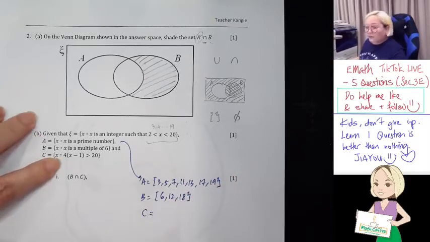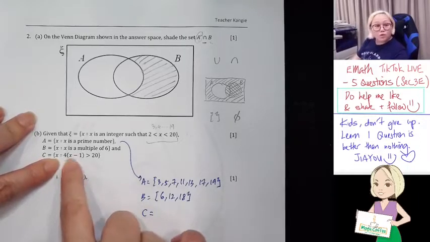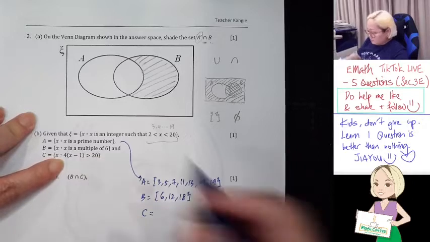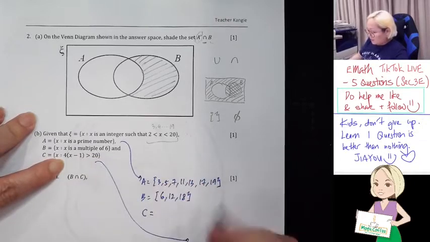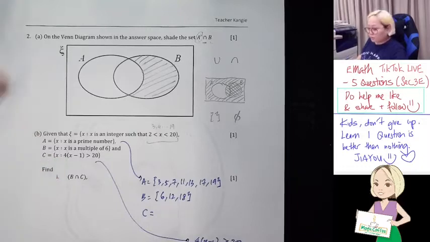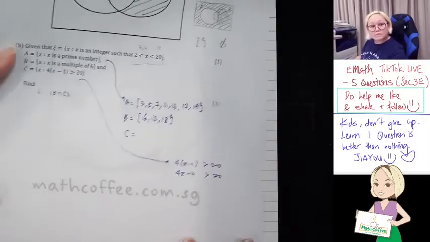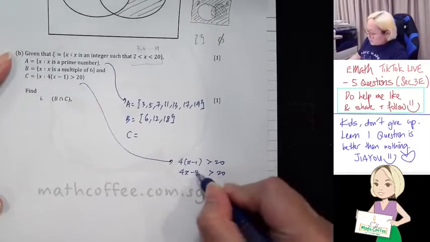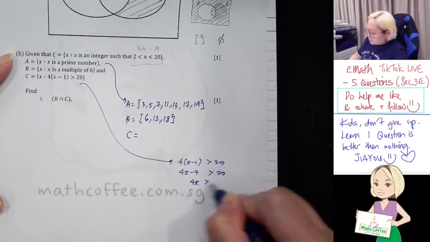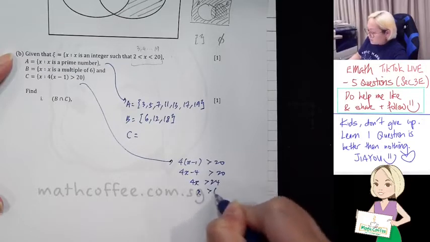Okay, so C. C is a bit difficult, not so difficult. You need to do one additional step. You need to solve this linear inequality first. So over here, I'm going to solve. It is 4x minus 1 more than 20. Shift the minus 4 over. 4x more than 24. x is more than 6.